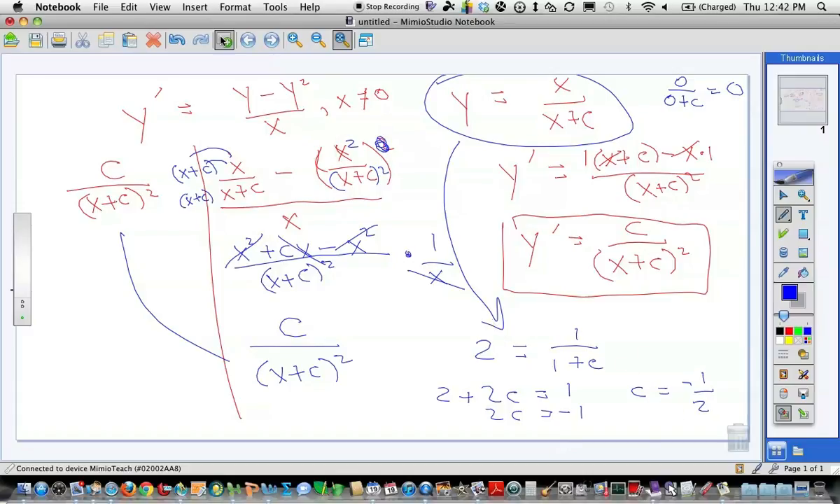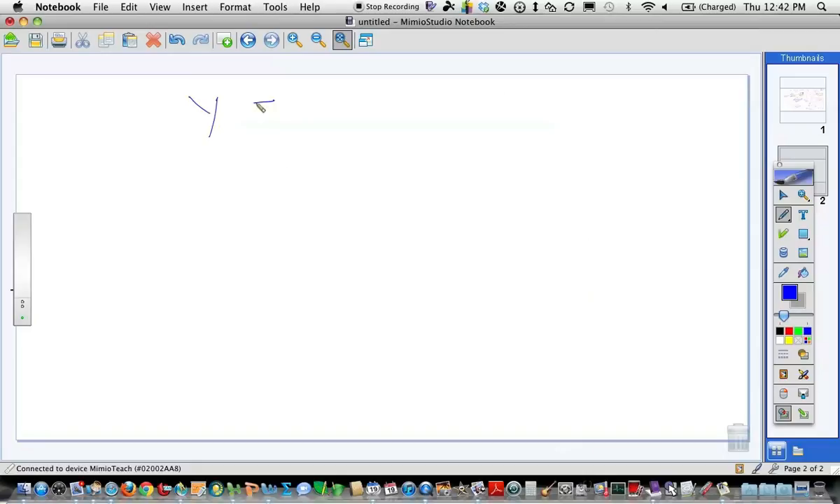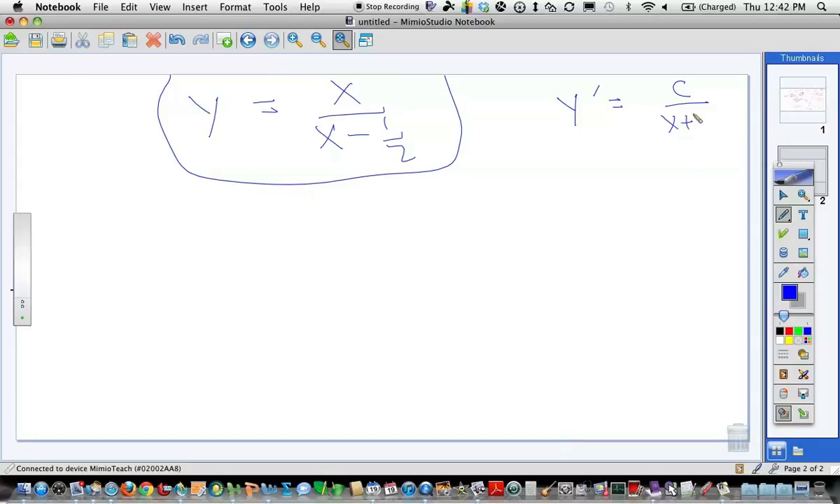So if I go to a new page here, I've now got my equation to be y equals x over x minus 1/2. So this is the solution to my differential equation that we're talking about now. It also said in that part to find the slope of this solution at (0, 0). Now remember what our derivative was? It was c over (x plus 2) squared. Right? Remember that from before in part A? So what do I do with that?